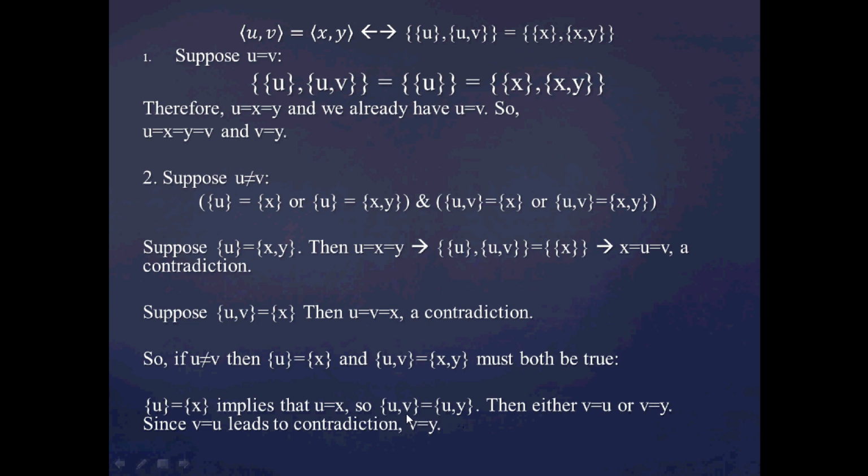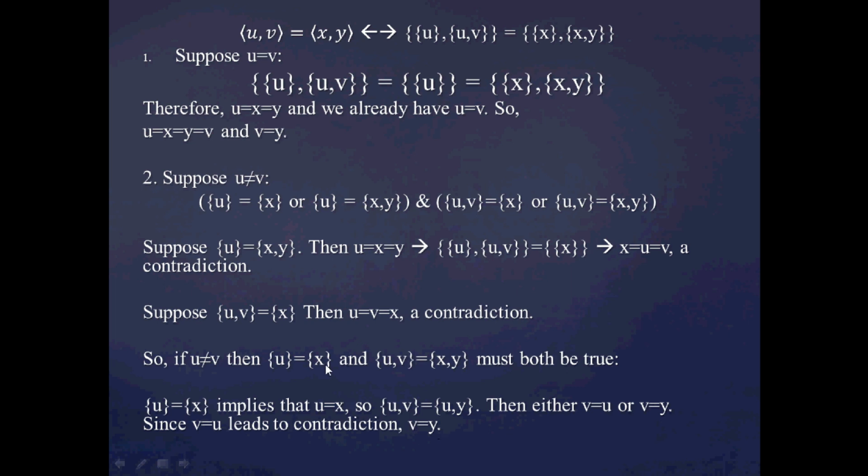Now, if I take that element v in the first set, since these two sets are equal to one another, v must either be equal to u or it must be equal to y. Because remember, for two sets to be equal, any arbitrary member of one set has to be found somewhere in the other set. So that's what I'm saying here, that v is either equal to u or v is equal to y. Now, since v equals u leads to a contradiction, because that's violating our assumption here, v must be equal to y. So let's look at what we've done so far.